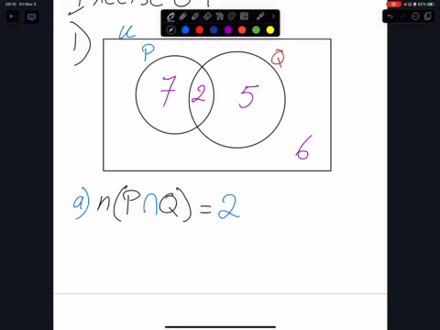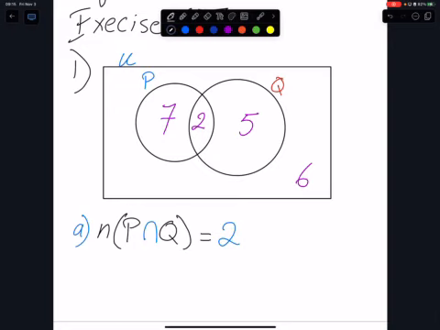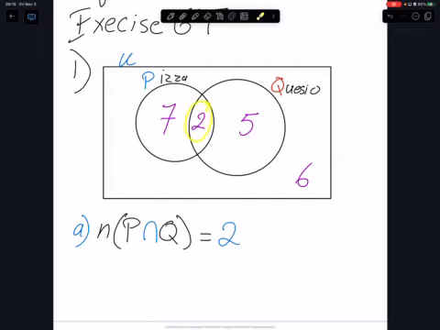So let's say we're talking about who likes pizza and who likes quesillo. You have 2 people that like pizza as well as quesillo. So the intersection of P and Q equals 2.